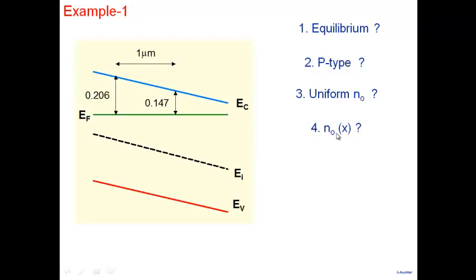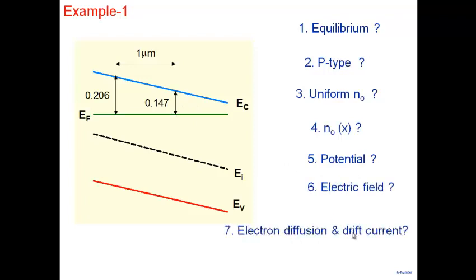Can I get N0(x)? The actual value of how N0 is varying with x? Because note, this is linear and I've given you these two, okay, you can get this. Potential, can I get? Because you know EC, so you know potential. Electric field, yes, you know electric field. Electron diffusion and drift current, can you get each one of them? Diffusion, how will you get? Once you get N0, you'll get diffusion. And drift also will be opposite of diffusion, so you can get that.